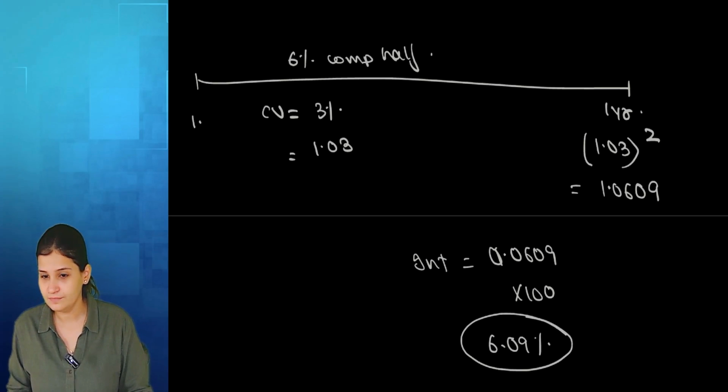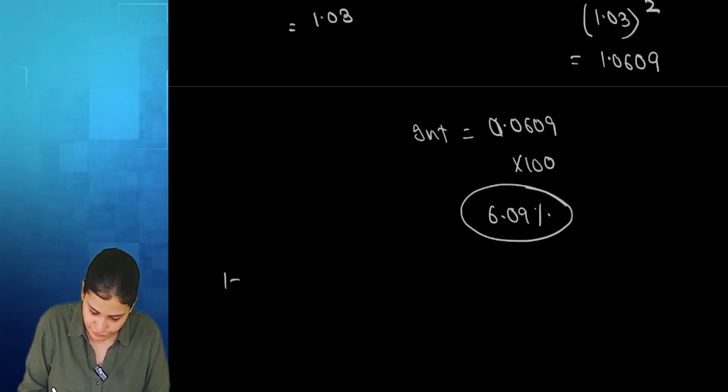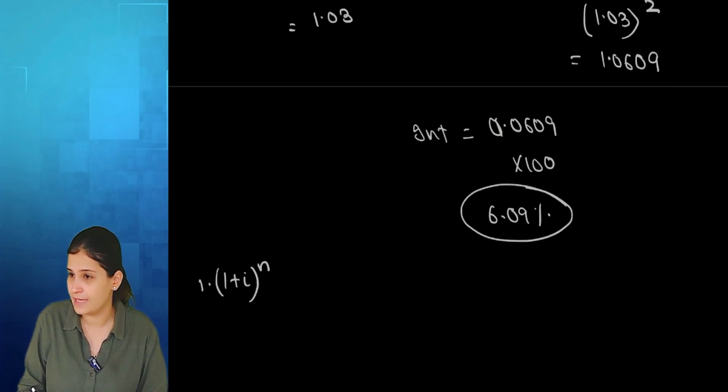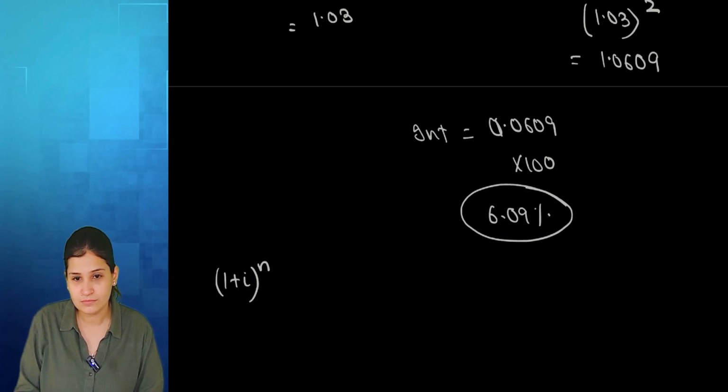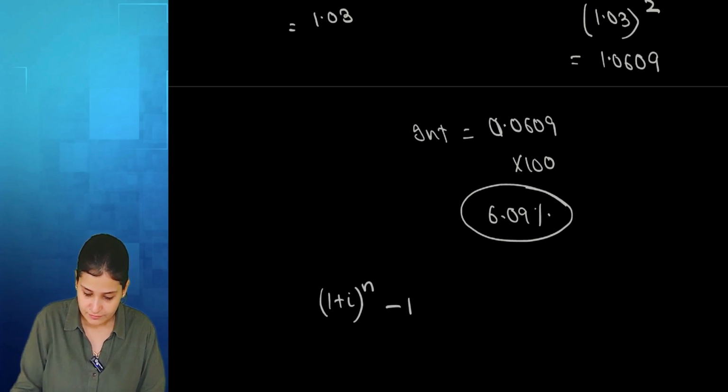So what do we do in effective rate? We first find out the amount, 1 into 1 plus i upon n, for rupee 1. So this is my amount. Then I'll subtract 1 to get the interest. Do you all agree? Yes, ma'am.